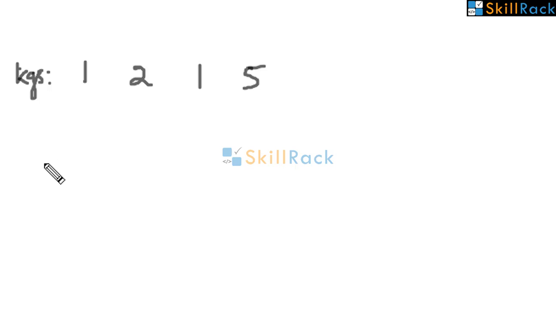So now let us start from 1. Can 1 be measured? Yes, using this or this. Can 2 be measured? Yes, using the 2 kilograms measurement or 1 plus 1. So can 3 be measured? Yes, by using 1 kg and 2 kg. Can 4 be measured? Yes, 1 kg plus 2 kgs plus 1 kg. You can combine them and measure 4. Can 5 be measured? Yes, using the 5 kg.